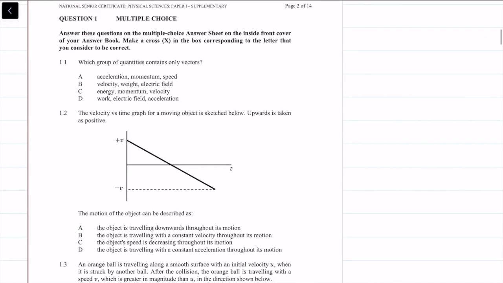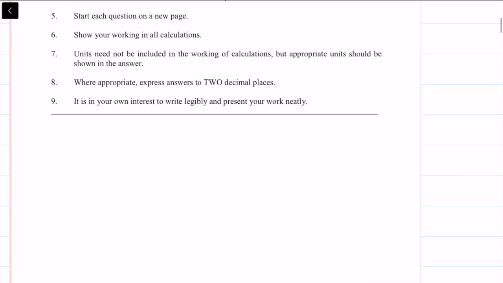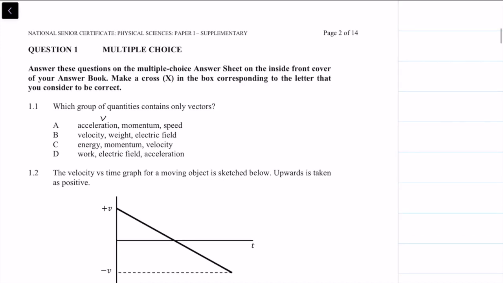Question 1.1: which group of quantities contains vectors only? Quite a standard question for the first one. So let's go through all of it. Acceleration is a vector, momentum is a vector, speed is a scalar, so that is not an option. B: velocity is a vector, weight is a vector, electric field is a vector, and therefore our answer would be B. So question 1.1 we can say is B.